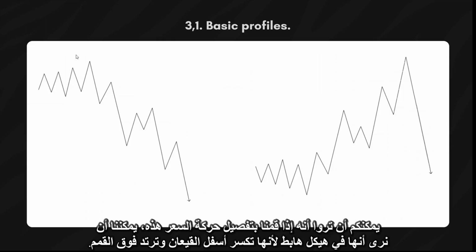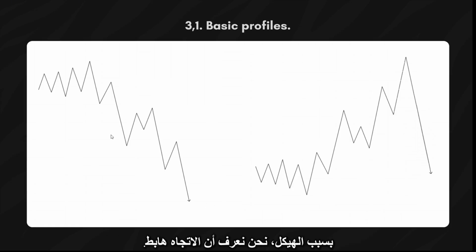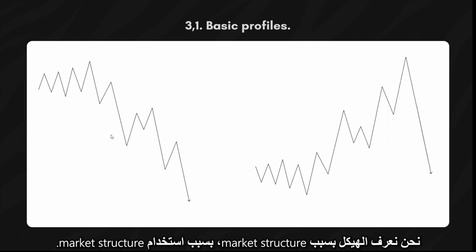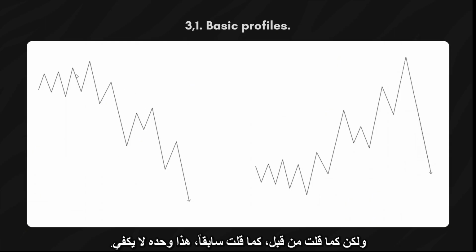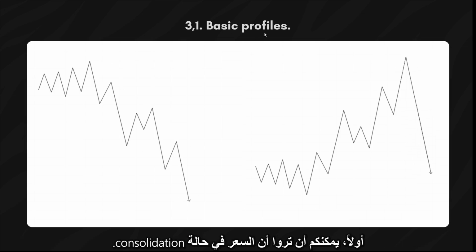If we break this price action down, we can see it's in a bearish structure because it's breaking below lows and rejecting above highs. Now we know that the directional idea here is that price is bearish, because of market structure. But just as I said earlier, that alone isn't enough. So what we're going to do here is break this price action down based on the basic profiles framework.